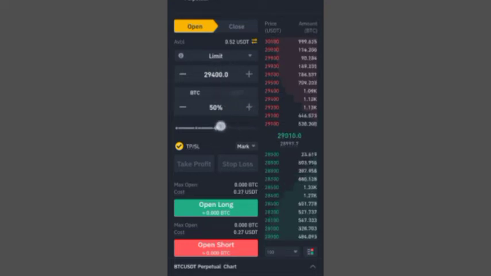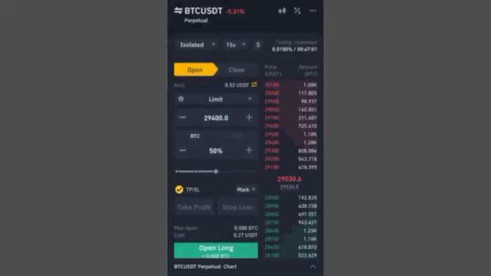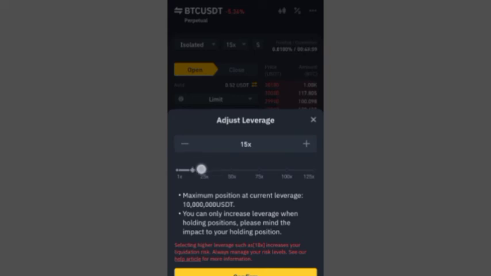29,400. I will set the amount of USDT I want to buy, which is 50%. Then I'll choose my leverage here. You choose your leverage wisely. Remember, they will always tell you, selecting higher leverage such as 10x increases your liquidation risk. Always manage your risk levels. They say, see our help article for more information.